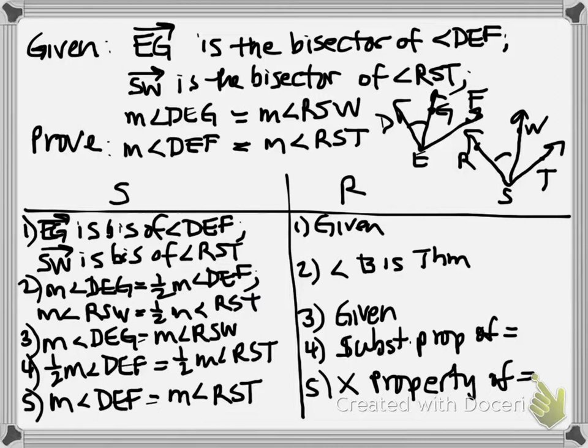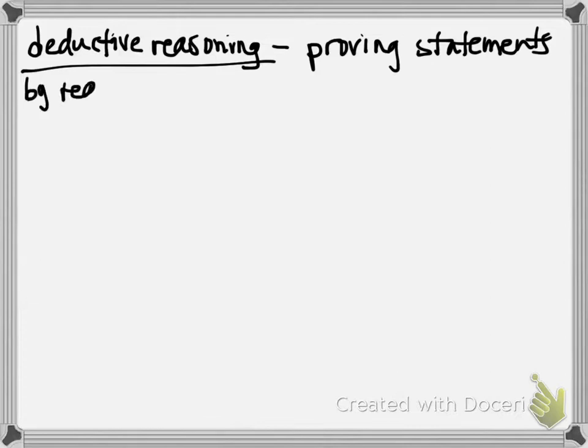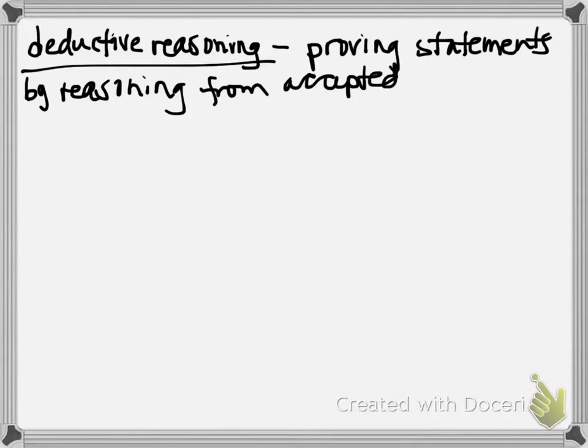Pretty simple. All right, I've got one vocab word, and then we're done here, and that is deductive reasoning. When we use deductive reasoning, we are proving statements by reasoning. So something that we are reasoning out, we're not just saying 'just because.' From accepted postulates, which all postulates are accepted, right? Well, they can't be made up postulates. That's basically what they're saying.